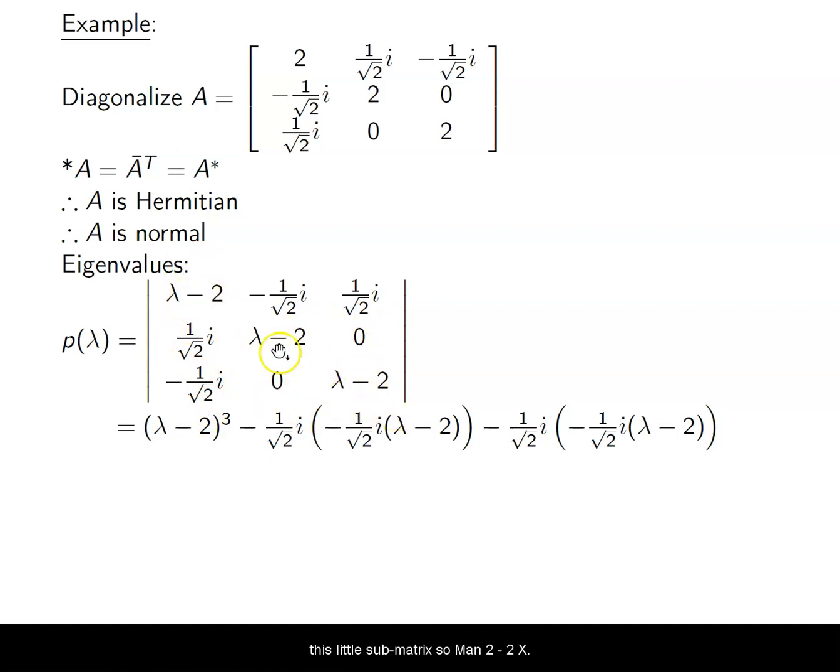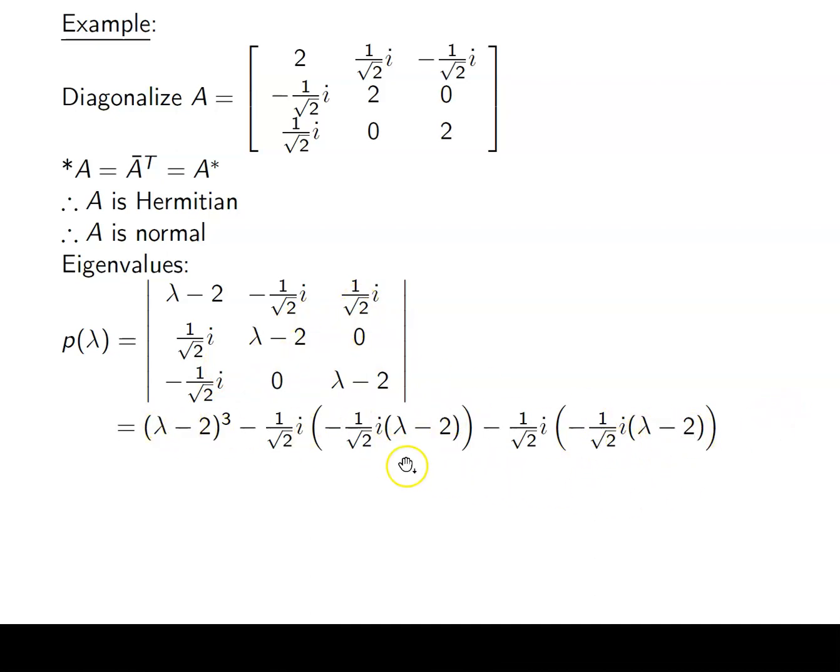So lambda minus 2 times lambda minus 2 times lambda minus 2, so lambda minus 2 cubed. This turns negative, minus 1 over root 2i. This column goes away, this row goes away. This entry and this entry give me nothing, so I'm really only interested in negative 1 over root 2i times lambda minus 2. My last one is positive, so I can keep it as a negative. Column and row disappear. The submatrix I'm interested in, this goes to 0 minus this thing. Minus 1 over root 2i, lambda minus 2.